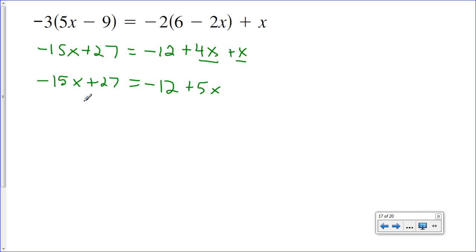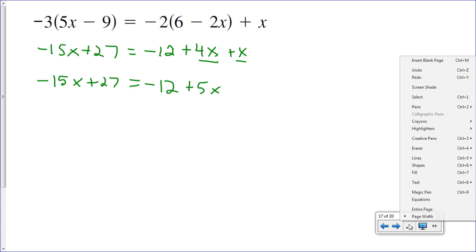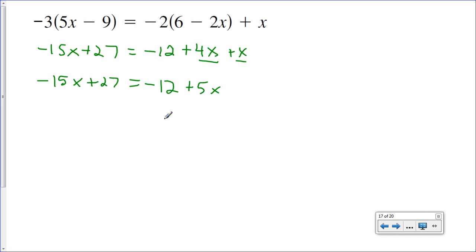Just to be different, I'm going to cancel out, let's see, which way did we do it over here? Yeah. I'm going to cancel out the negative 15x by putting 15 positive x's over there, using the inverse property. So I'm going to add 15 positive x's to cancel out the 15 negative x's. But to keep the equation balanced, I have to do that over here as well.